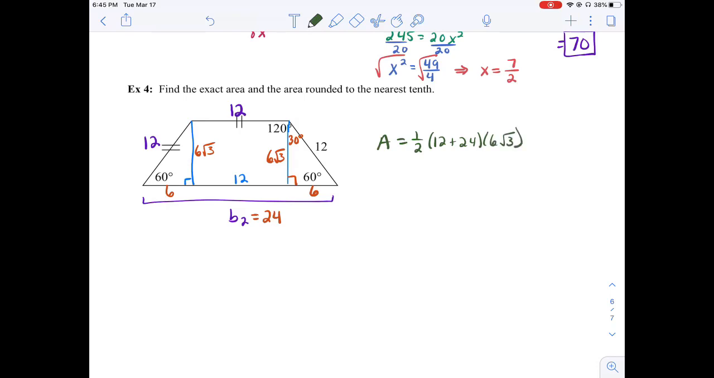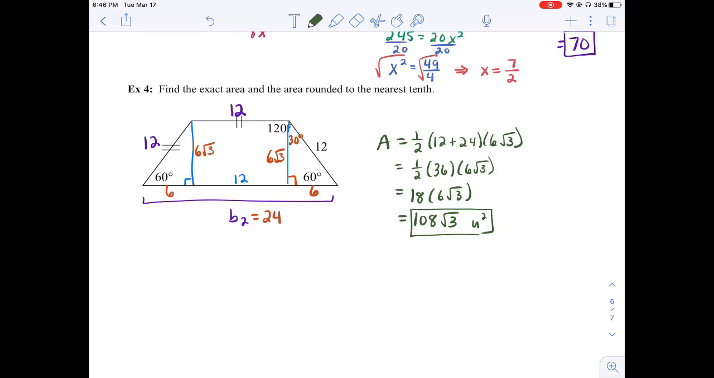The one unique piece here is we are now working with the square root, so that gives us 1/2 of 36 times 6 root 3. To make the math easier on myself, I'm going to take 1/2 of 36 first. So that's 18 times 6 root 3. And then 18 times 6 is 108. So this becomes 108 root 3 units squared. And that is our final answer.